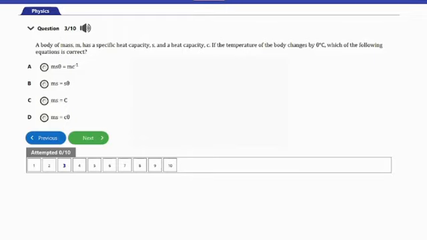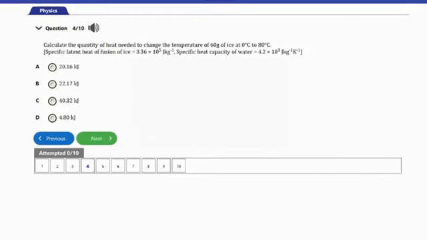Let's go ahead and consider the next question, guys. So guys, the next question here is question number 4, and it says, calculate the quantity of heat needed to change the temperature of 60 grams of ice at 0 degrees Celsius to 80 degrees Celsius. So guys, here we're given the specific latent heat of fusion to be 3.36 times 10 to the power of 5. Then the specific heat capacity of water is 4.2 times 10 to the power of 3.